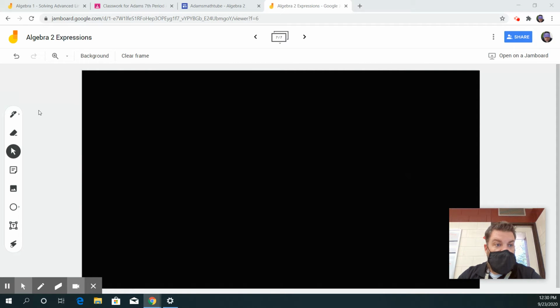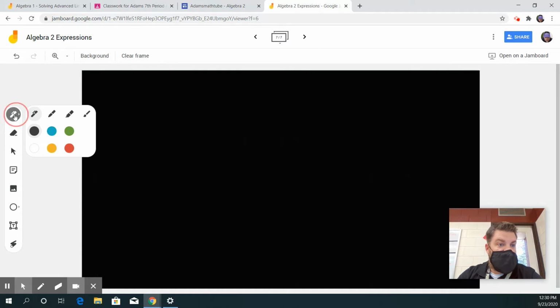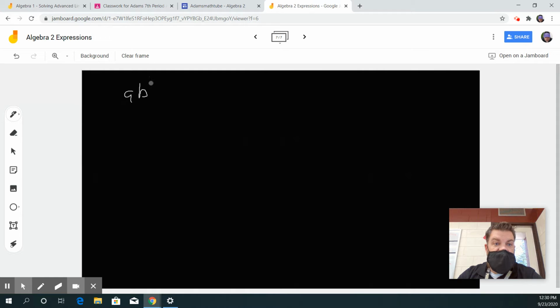So for expressions, we're given the expression a times b squared, raised to the third power, all over b to the fifth. So remember, whenever I raise something to the third power, that means I multiply it by itself 3 times.